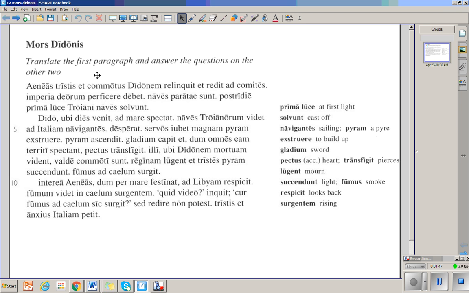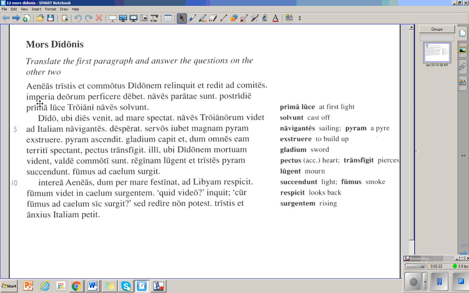Aeneas tristis et commotus Didonem relinquit, et redit ad comites. Aeneas, sad and upset, leaves Dido and returns to his comrades. Imperia deorum perficere debet. He ought to carry out the orders, like bacteria, orders of the gods, genitive. So again, he ought to carry out the orders of the gods, or he must carry out the orders of the gods. Naves parate sunt, the ships are ready.